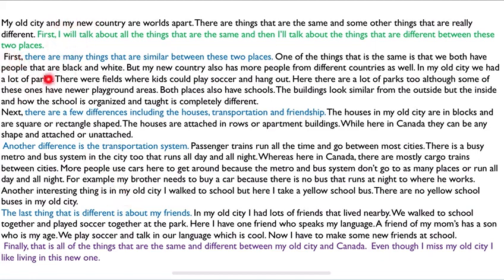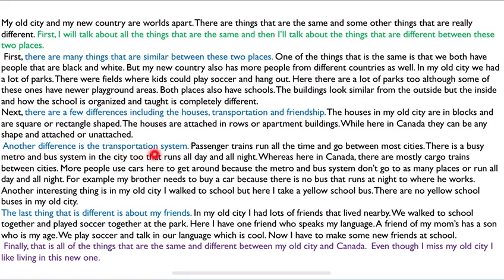So he writes first, this is the first paragraph in the body. There are many things that are similar between these two places. This is his first topic, and then he supports his topic with ideas and evidence and explanations. Next, there are few differences, including the houses, transportation, and friendship. He uses this topic sentence to show us that he is going to talk about houses, transportation, and friendship, and that is what he does here.